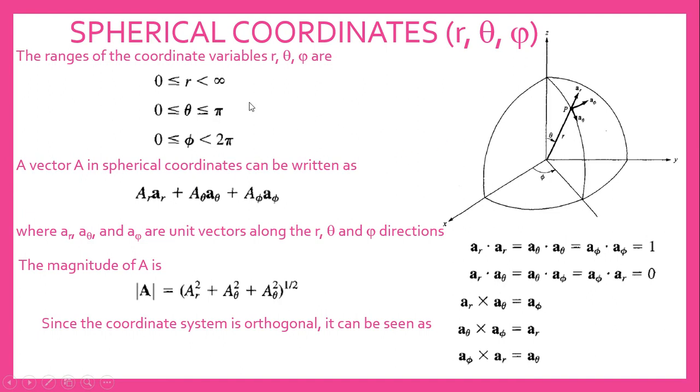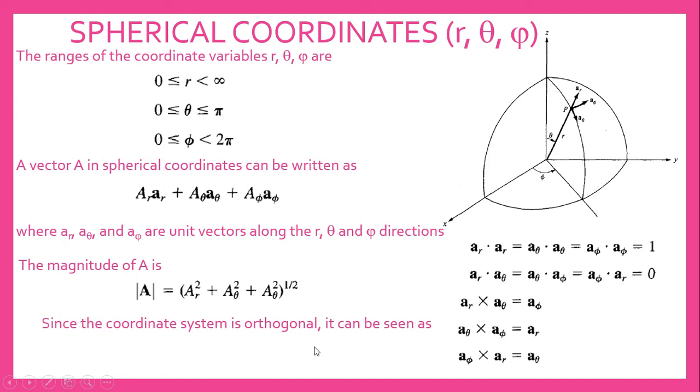So like in cylindrical and Cartesian coordinates, the vector can be written as A_r a_r plus A_theta a_theta plus A_phi a_phi. So small letters refer to the unit vectors along the r, theta and phi directions. Once again, the magnitude is given by modulus of A equal to square root of capital A_r square plus capital A_theta square plus capital A_phi square.